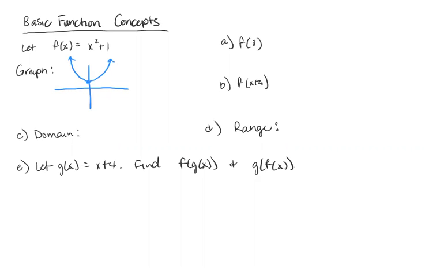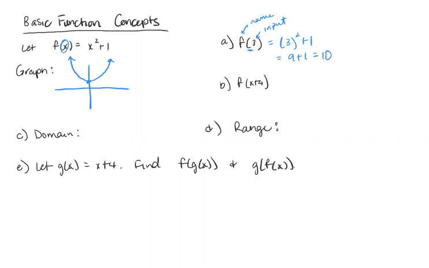Let's start by evaluating f of 3. So our function is x squared plus 1. F is the function name, and 3 is the input value. So x is the input over here, 3 is the input now. So we're instead going to have 3 squared plus 1. That's 9 plus 1, which is 10.